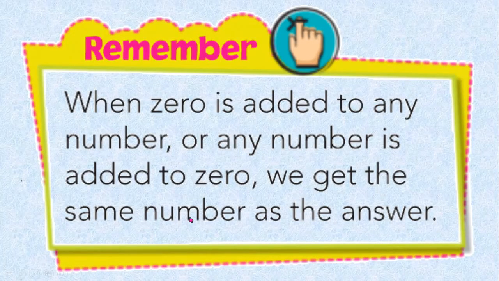Remember this. When 0 is added to any number or any number is added to 0, we get the same number as the answer. That answer is called as sum. The result or answer obtained after adding 2 or more numbers is called as sum. So, when 0 is added to any number, the sum will remain as the number to which 0 is added.